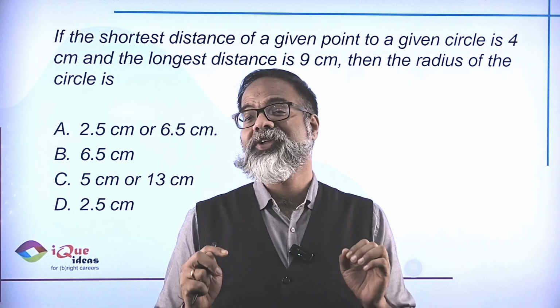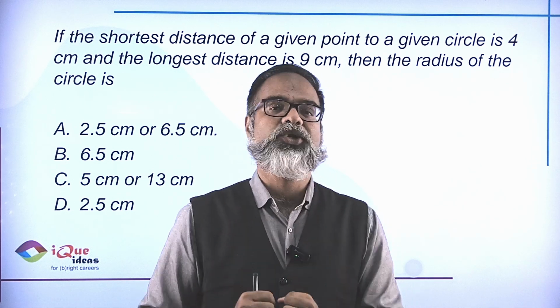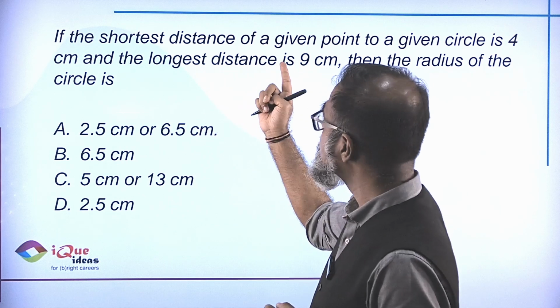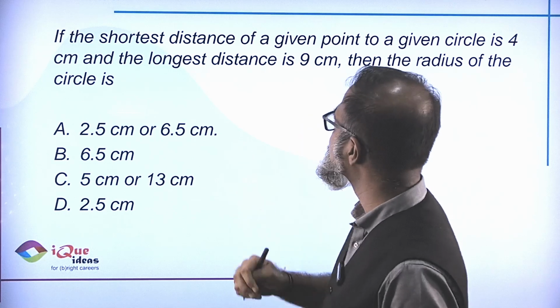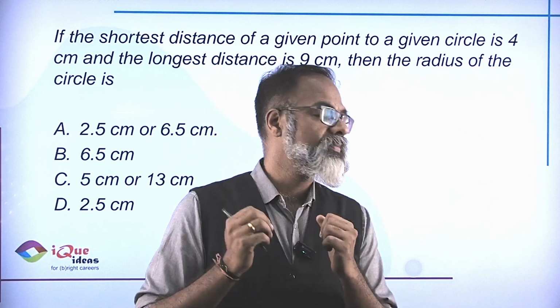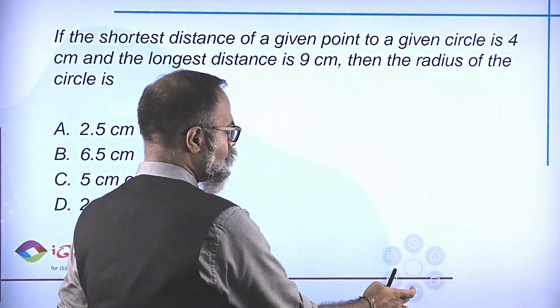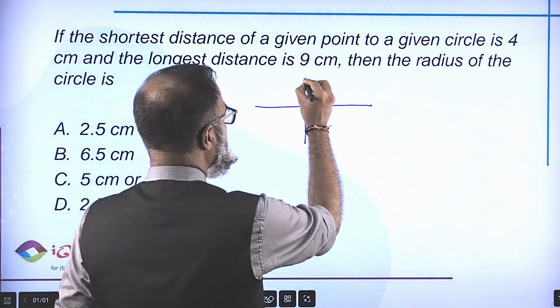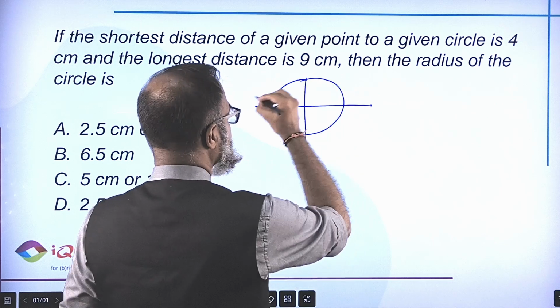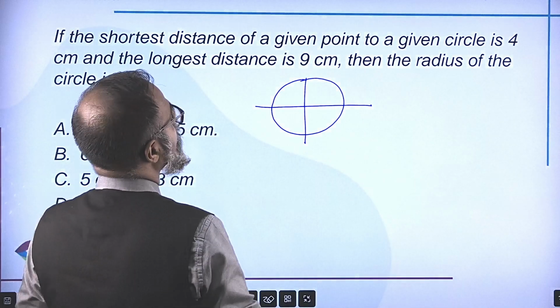This is a question which forces you to think but can visually be solved. It says the shortest distance of a given point to a given circle is 4 centimeters, and the longest distance is 9. Okay, so let's just draw this and see. If I mark my coordinate plane and let's say that this is a circle, right?